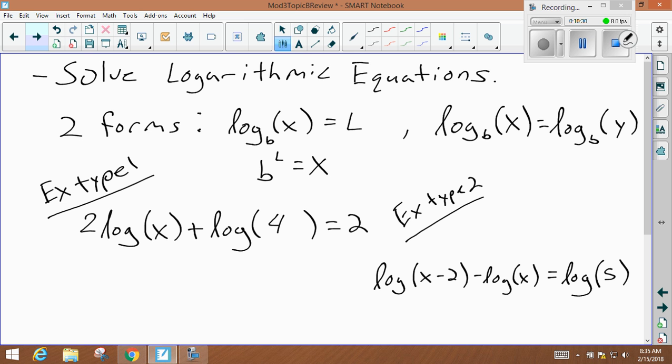And then the other form is if you have two logs, right? A log with one base on one side of your equal sign and a log with the same base on the other side of your equal sign. In which case, your trick is to get one log and one log, and then just drop out the log. They just drop out like that.